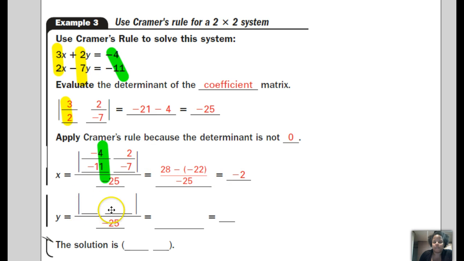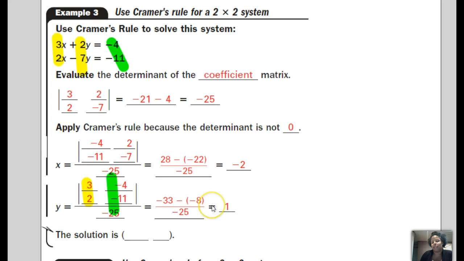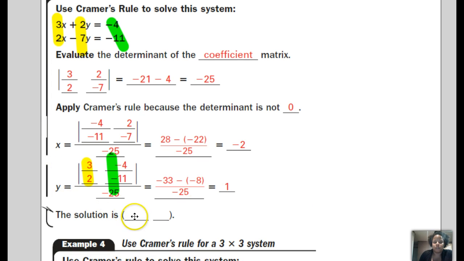We do the same process for y, but we keep the original x column, and we replace the original y column with the y from over here. Okay, and then we find the determinant of that matrix, which is negative 33 minus a negative 8. And we divide that by the determinant of the coefficient matrix, and we get positive 1. So our solution is x is 2, negative 2, 1.